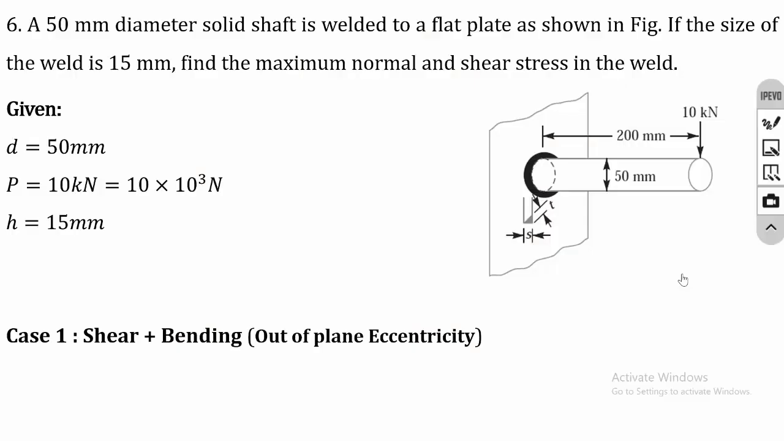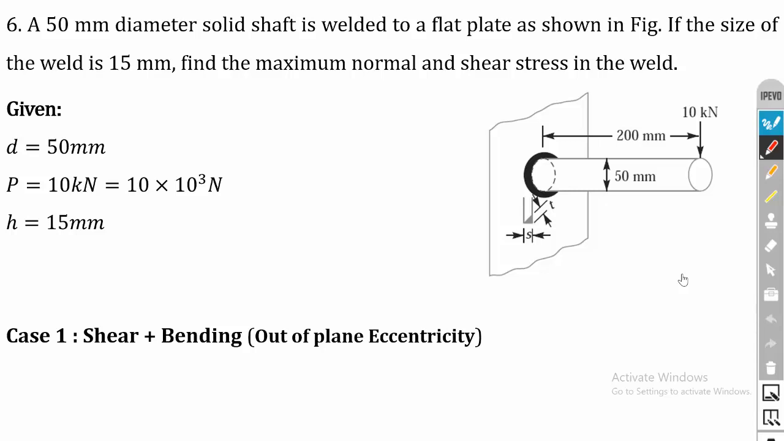In the last lecture, we started the design of weld joint for eccentric loading condition. In that, we started the first case, that is out of plane eccentricity. Today we are going to solve another problem on the same case, out of plane eccentricity, but today we are going to consider a circular cross section. In the previous lecture we considered a square cross section.